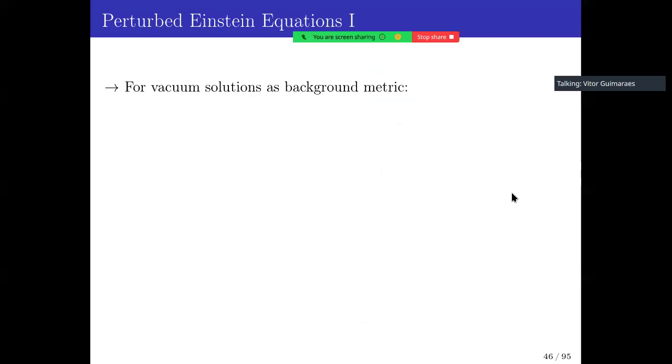So if our background metric is a vacuum solution, what do I mean by that? Well, when you have the Einstein equations, you basically have G mu nu on one side and 8 pi T mu nu on the other side. So we have the Einstein tensor on one side and the energy-momentum tensor on the other side. We can solve Einstein equations in the presence of matter, but we can also solve Einstein's equations in the absence of matter.